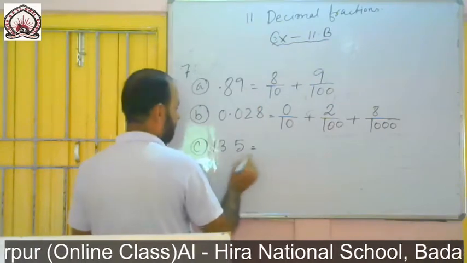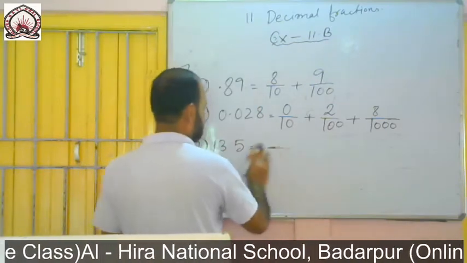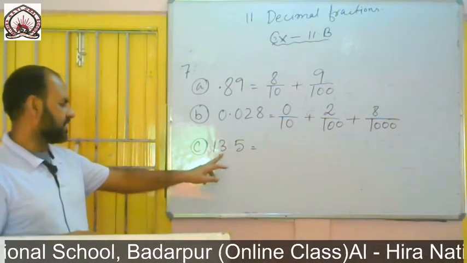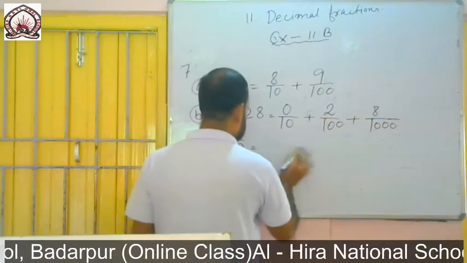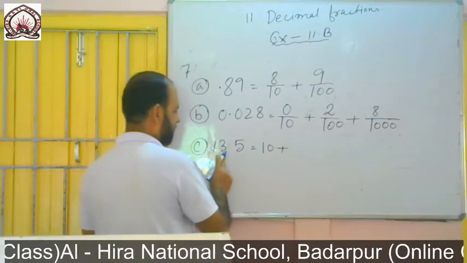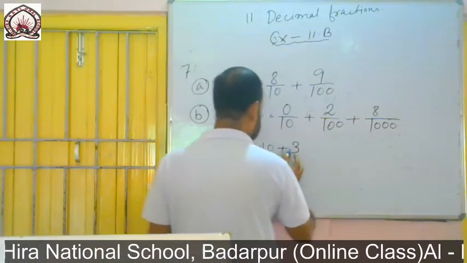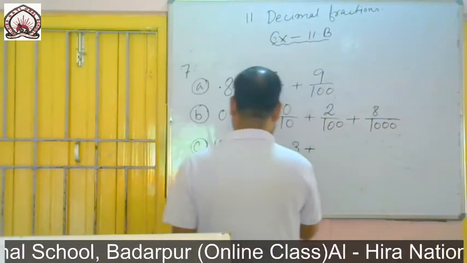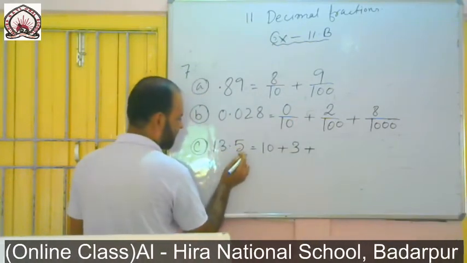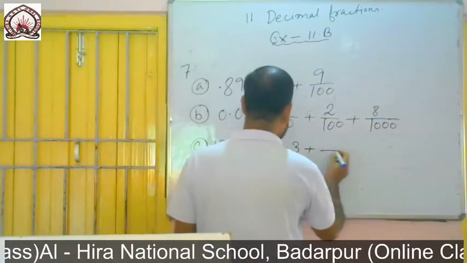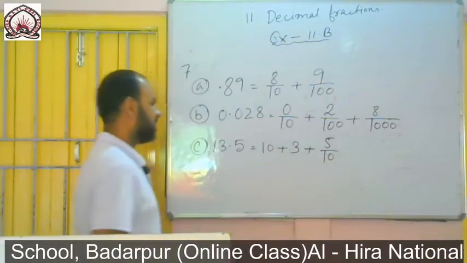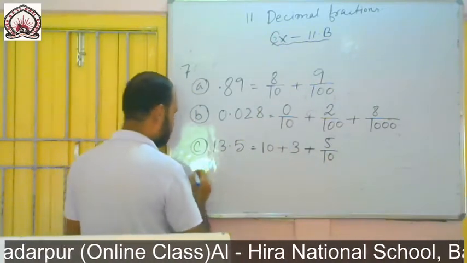13.5. So the place value of this 1: this side is the whole number part, ones, tens. So this is in the tens place, 1 ten is 10. The place value of this 1 is 10. The place value of this 3 is in the ones place, so only 3. Plus, the place value of this 5: it is after the decimal, which means it is the tenths place. So the place value of this 5 is 5 by 10. Next question, number D.